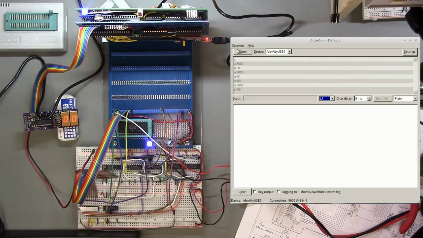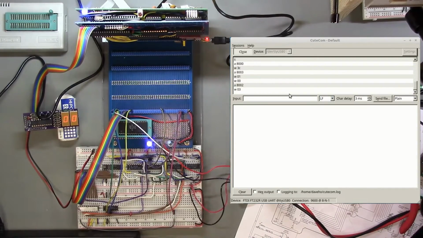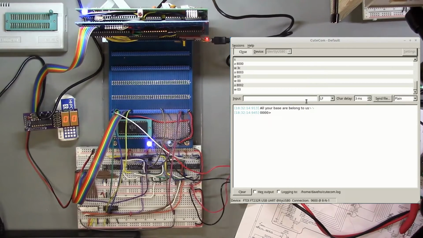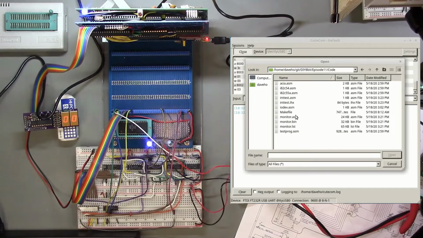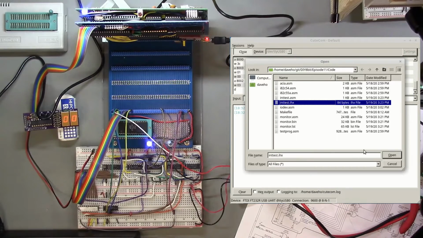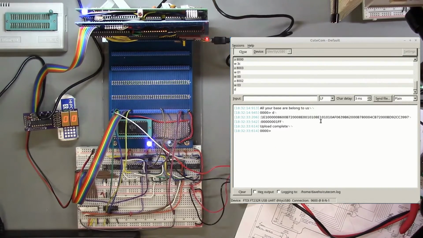And then let's open our USB serial device. Let's reset again so we get a prompt. Okay, so basically what I want to do here is load our test program. So that's inttest.ihx. We need to do the D command for download first, so let's do that. All right, so this loads the test program into memory, so that looks successful.